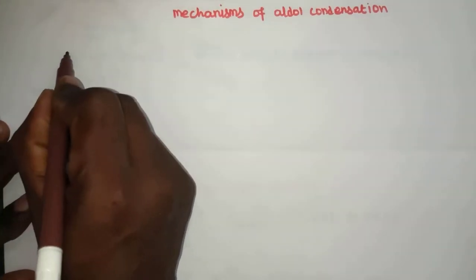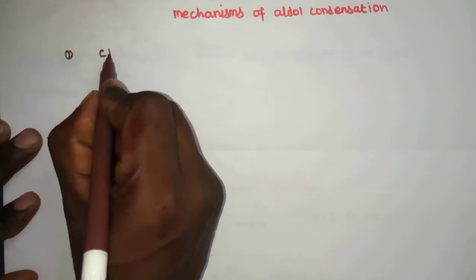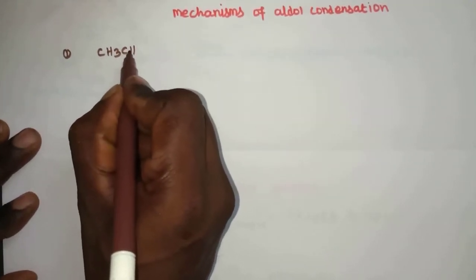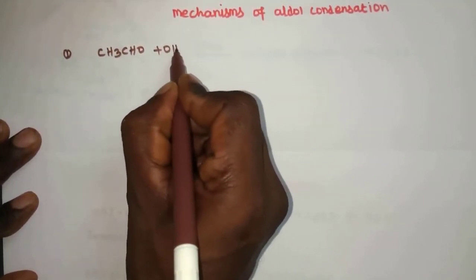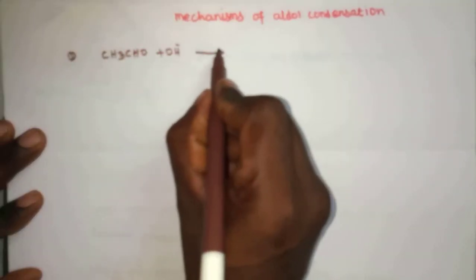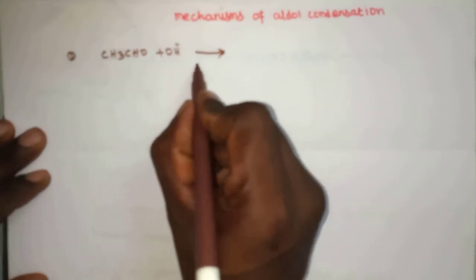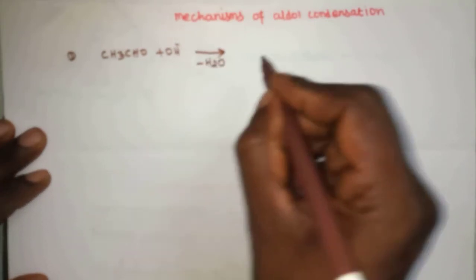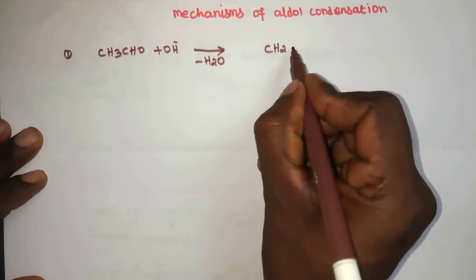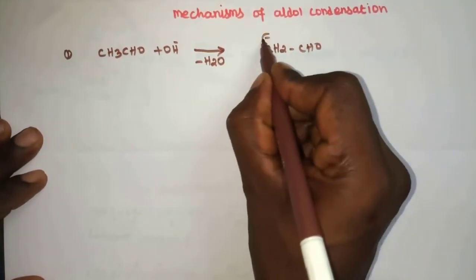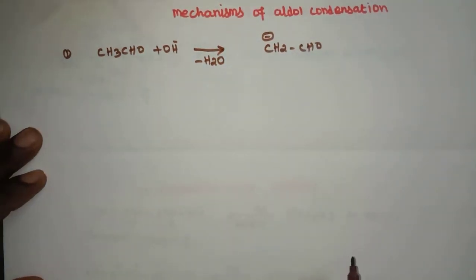Next one is the mechanism of aldol condensation. Aldol condensation takes place in 3 steps. The first step is carbanion formation. One of the aldehydes, acetaldehyde, CH3CHO, reacts with base to form a carbanion. The OH minus abstracts an alpha hydrogen, so a water molecule is eliminated. So carbanion formation is the first step. CH2 minus CHO, this is a carbanion.